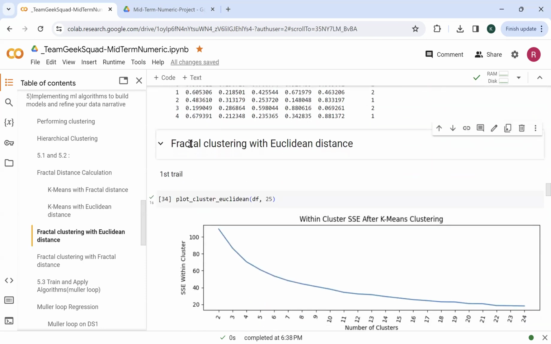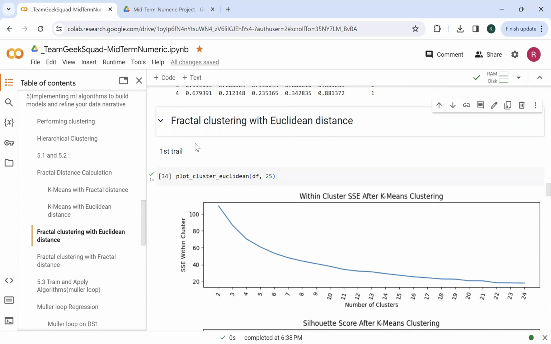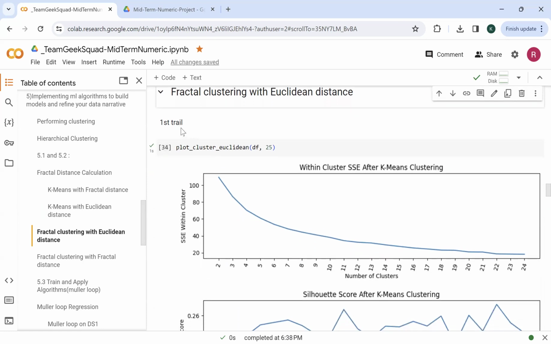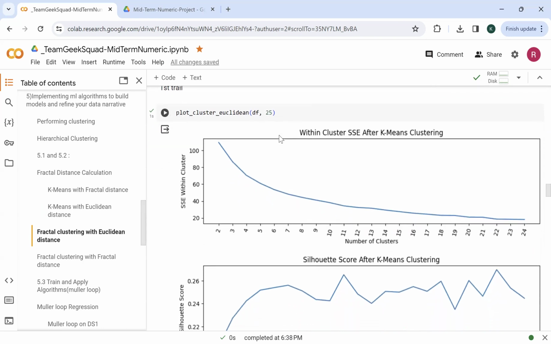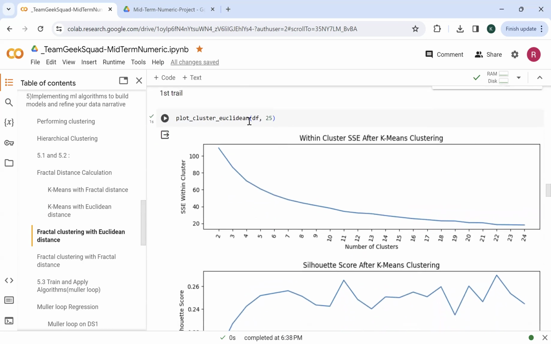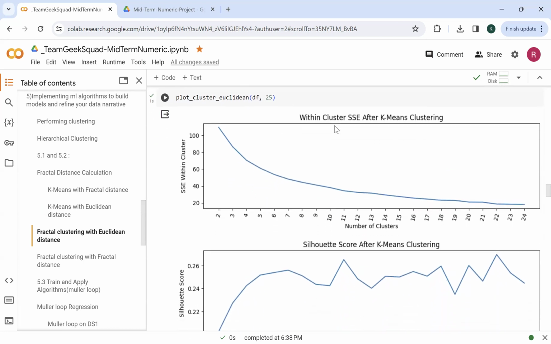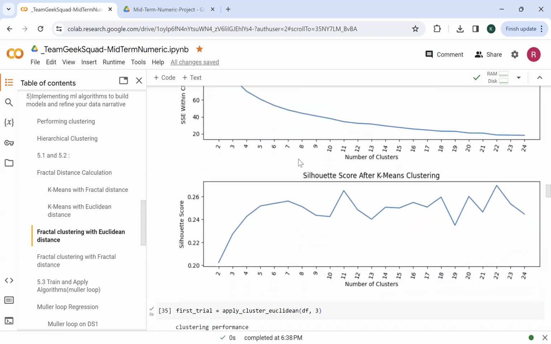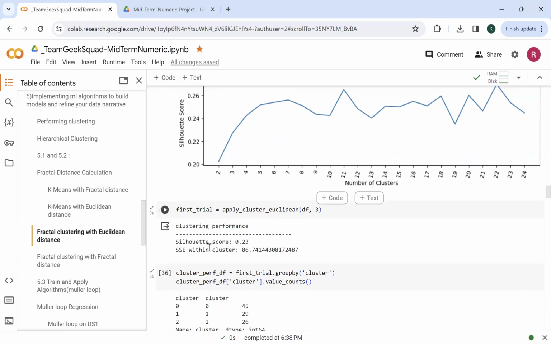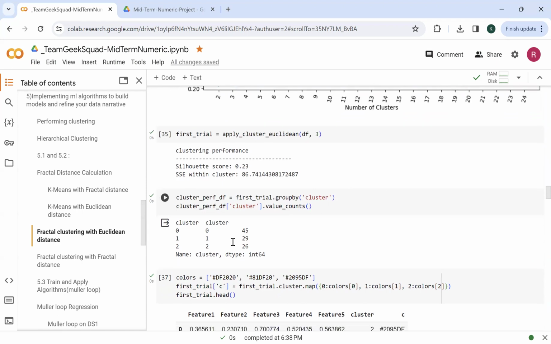And next we have done the fractal clustering with the Euclidean distance. We have done a few trials to get better results. For the first trial, we can see that within the cluster, we found the SSC and the silhouette score. After that, we got a silhouette score of 0.23 and an SSC of 86.